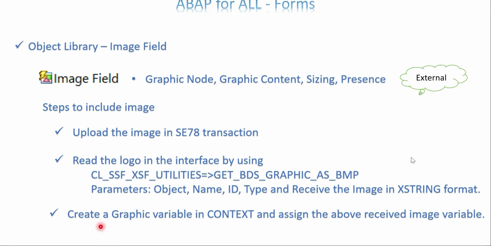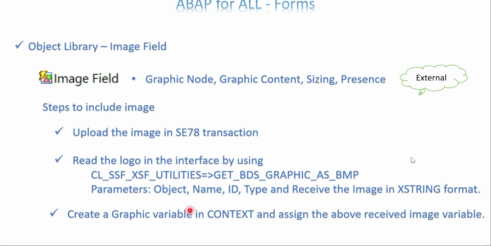Before binding, there is a small additional step to be followed. You have to create a graphic variable where this graphic node and content come into place. You have to create a graphic variable in the context tab and assign the above received image. Suppose I have a variable called GV_LOGO, a global variable. That variable is to be assigned to this graphic node. That is also to be done in the context. So these are the steps to be done.